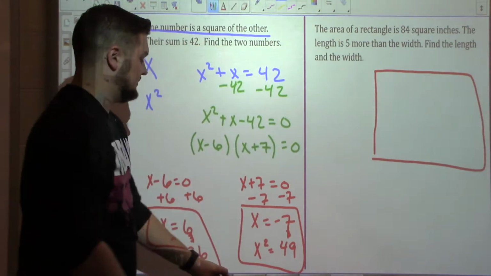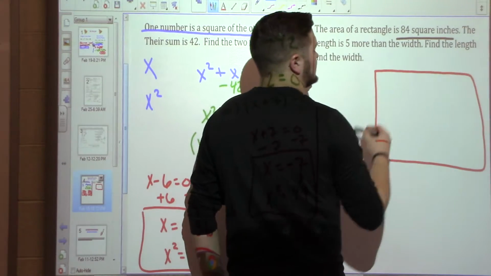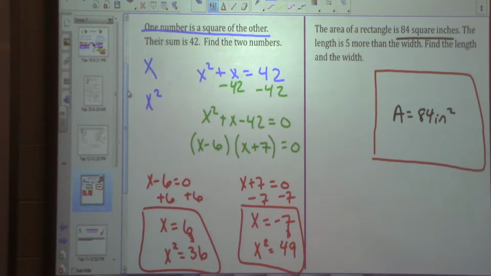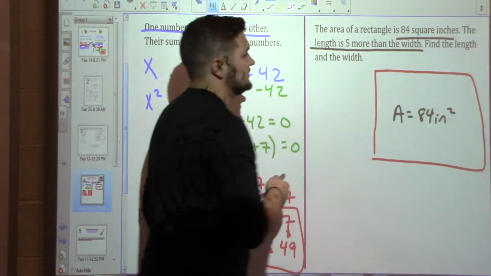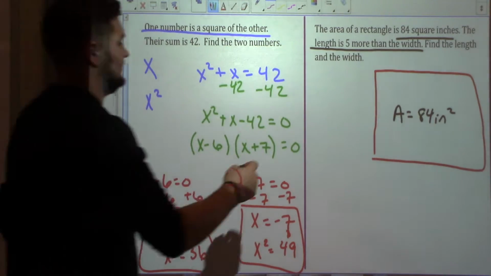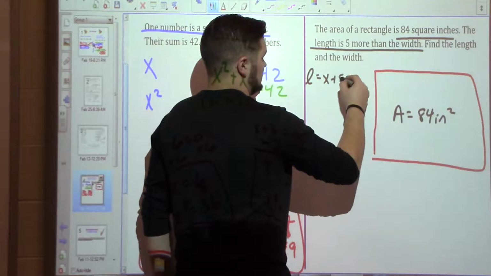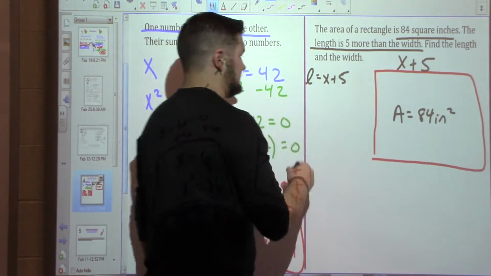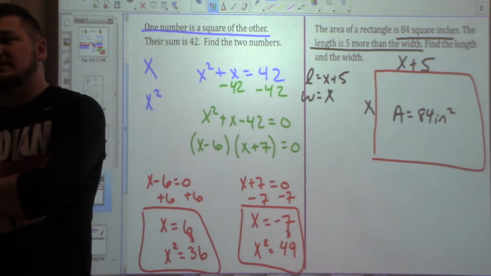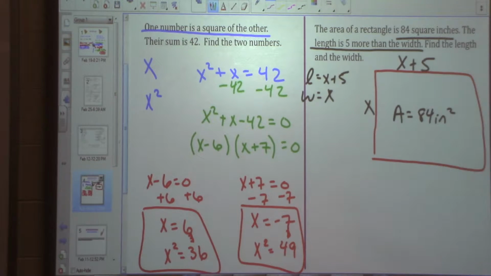Okay, well, let's think about it. The area is 84 square inches. The length is 5 more than the width. So my length is x plus 5. I'll let this side be my length, x plus 5. Which means my width is what? X. So I have side lengths of x and x plus 5. Do you understand where those come from? If you want to use w and w plus 5, that's fine as well. Doesn't matter which variable you use.